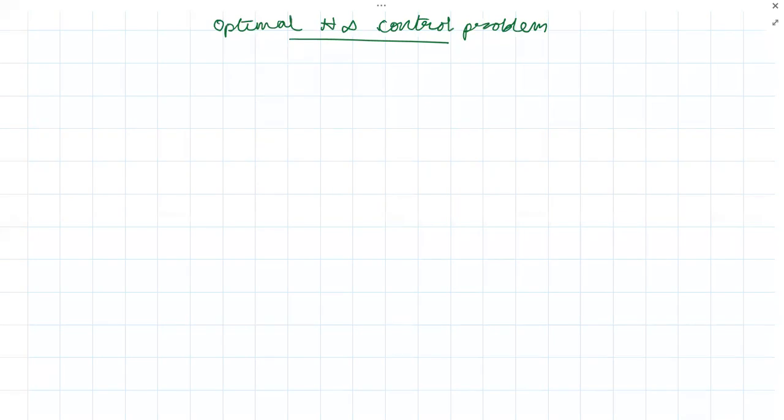Optimal H infinity control problem. Am I audible properly? Yes, sir.